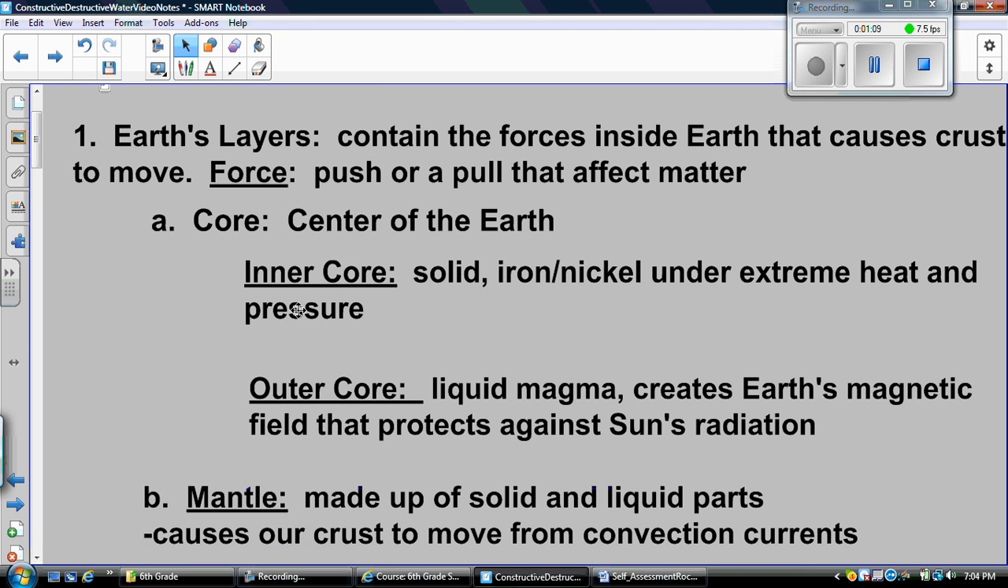Okay, so number 1 has a couple ones that you're going to put down for a main idea. The core is the center of the Earth. There are 2 parts to the core, the inner and the outer core. The inner core is a solid made up of iron and nickel under extreme heat and pressure. That's why it's a solid. And iron and nickel are elements that are on the periodic table. The outer core is liquid magma. It creates Earth's magnetic field that protects us against the sun's radiation.